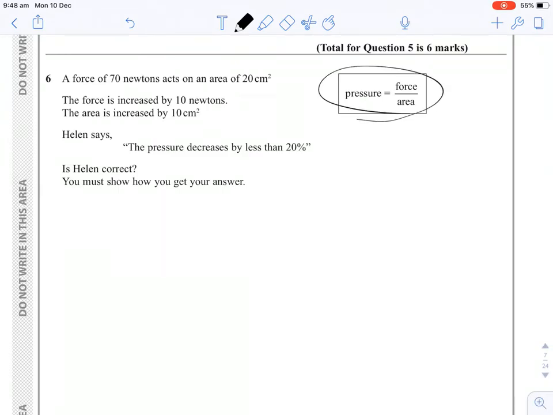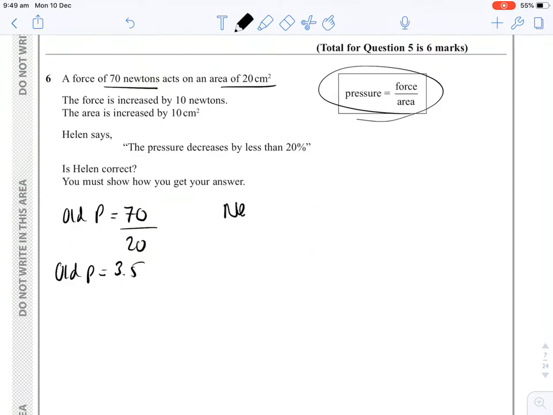And we're even given the formula here of pressure is equal to force over area. So in order to find out whether or not it decreases by less than 20%, we need to know how much it was and how much it is now. So initially we're told the force of 70 newtons acts on an area of 20 centimetres. So let's say the old pressure is going to be the force, which is 70, over the area, which is 20. And so that is going to give us an old pressure value of 3.5.